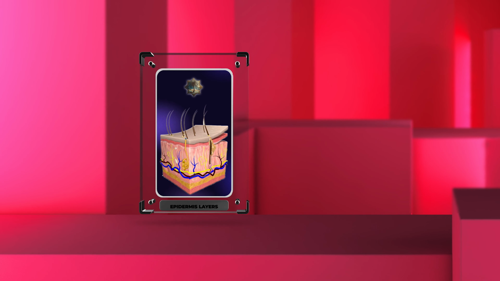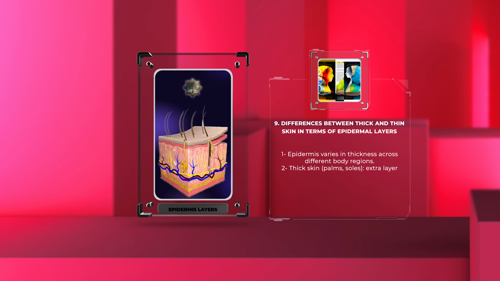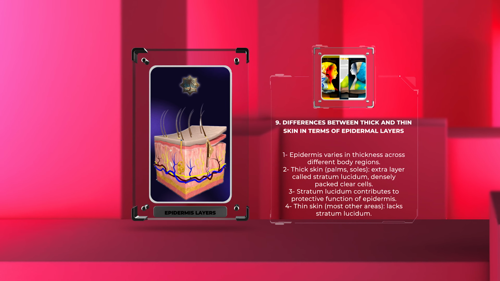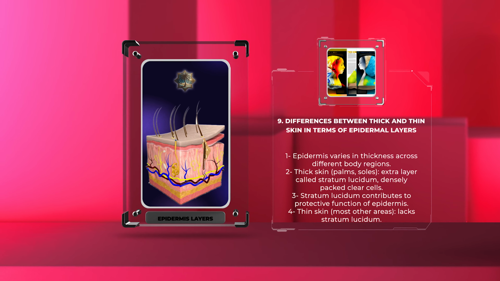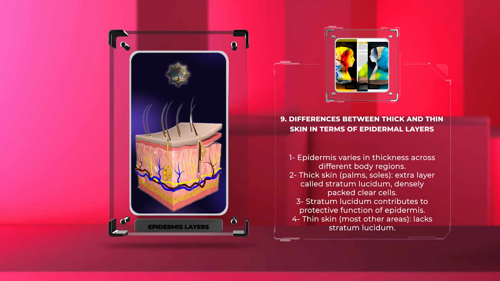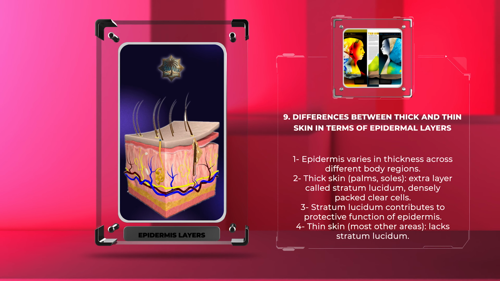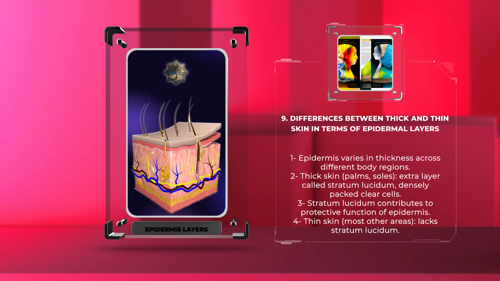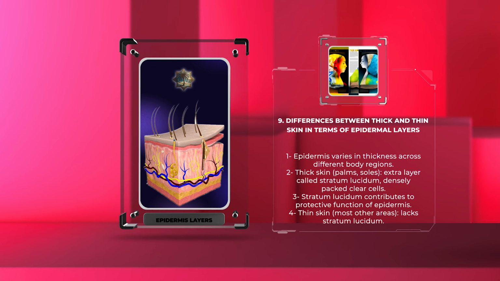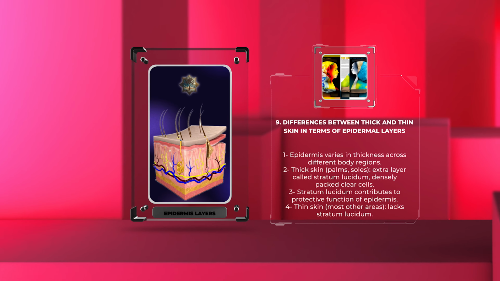The epidermis varies in thickness across different regions of the body. Thick skin, found in the palms of the hands and soles of the feet, possesses an extra layer called the stratum lucidum. This layer consists of densely packed, clear cells that further contribute to the protective function of the epidermis. Thin skin, present in most other areas of the body, lacks this stratum lucidum.